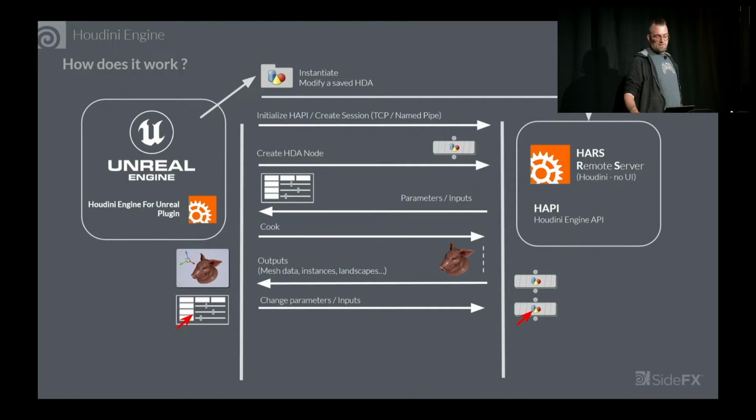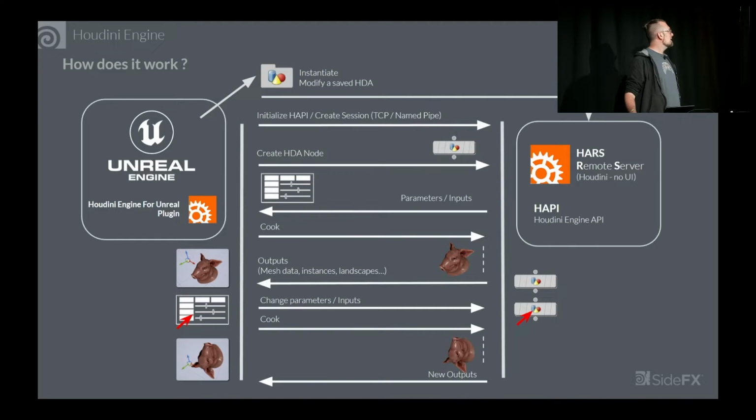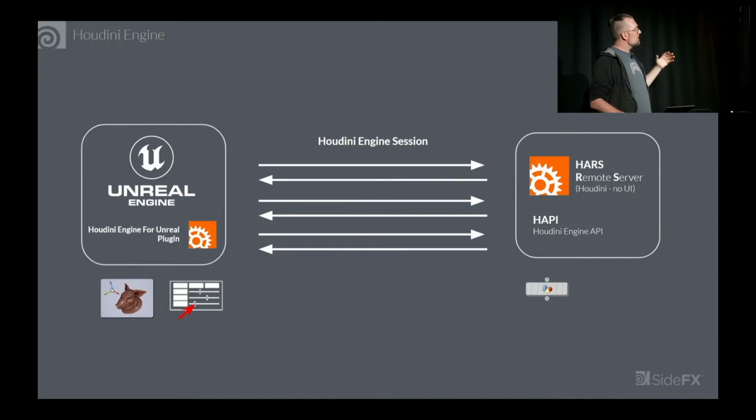Then we rinse and repeat. The user on the Unreal side just moves a slider or changes an input, which triggers us to change the parameter on the node on the Hapi side. We cook and get a new update. That's roughly how Houdini Engine works, very simplified, but that's the idea. So if I put it in a simpler way, we're communicating between Unreal and the no-UI Houdini, which is Hapi, to exchange data, create inputs and outputs, and set parameters.